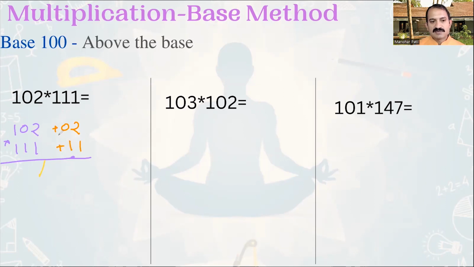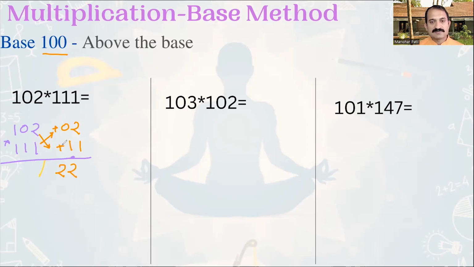So how much each number is away from the base is plus 2, because the given numbers are above the base. So we should always write the plus sign. So plus 2, and in 111 we will get plus 11. And then in the answer you will get two parts, so we have to separate them with a small slash. In the right part we have to do multiplication, and in the left part we have to do cross addition.